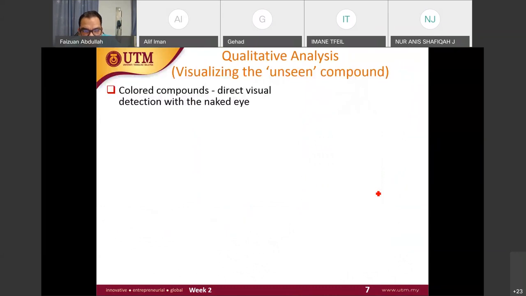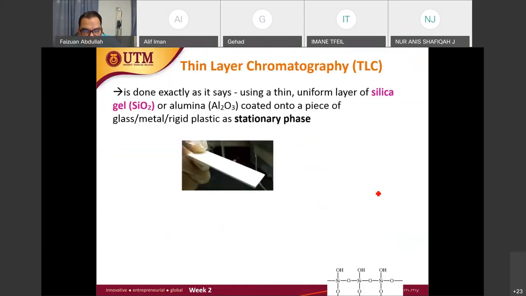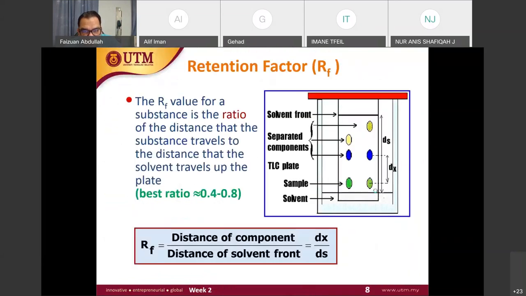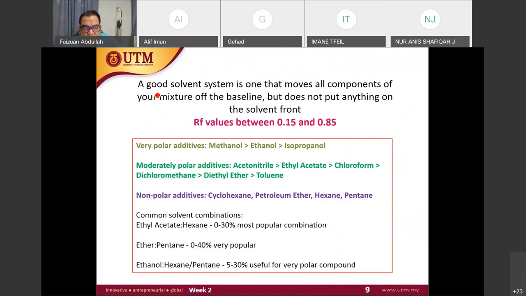And you have to remember what is the best value of the Rf. A good solvent system is one that moves all components of your mixture off the baseline but does not put anything on the solvent front, right? So the Rf value is between 0.15 and 0.85. Maybe in the final exam, a question will ask whether the solvent system of the TLC experiment is good or not. Then you have to calculate the Rf. If you get lower than this, for example 0.1, or larger than this, 0.9, of course you can say that the solvent system is not good, because the Rf value is larger or lower than the range, all right?